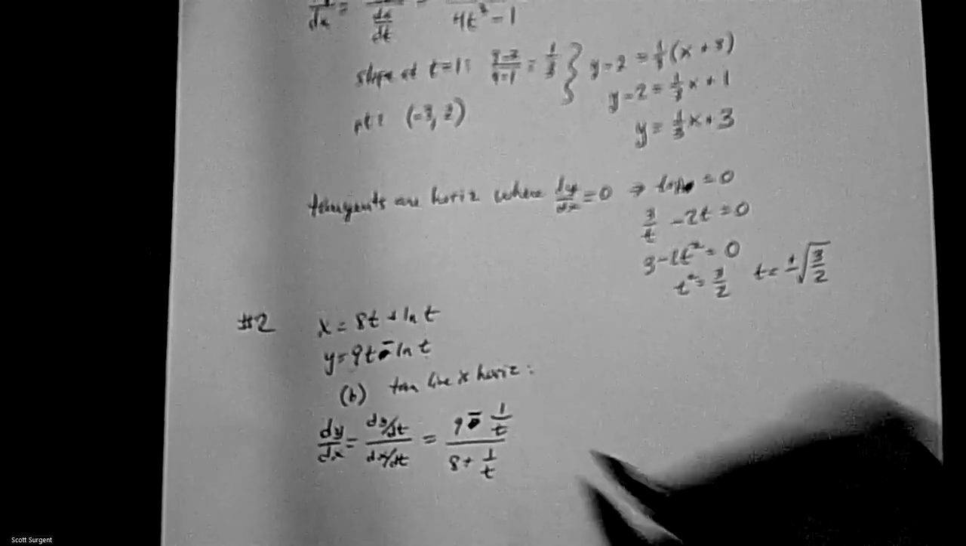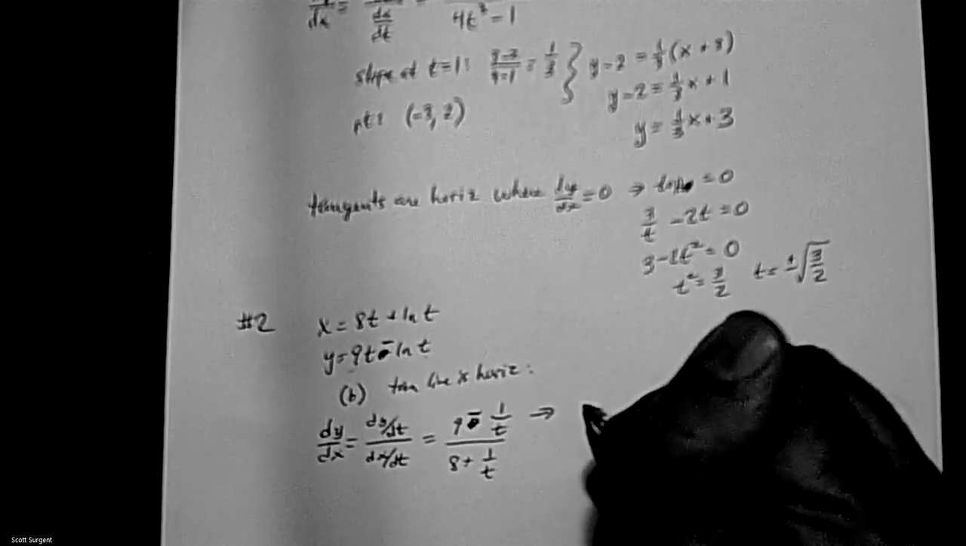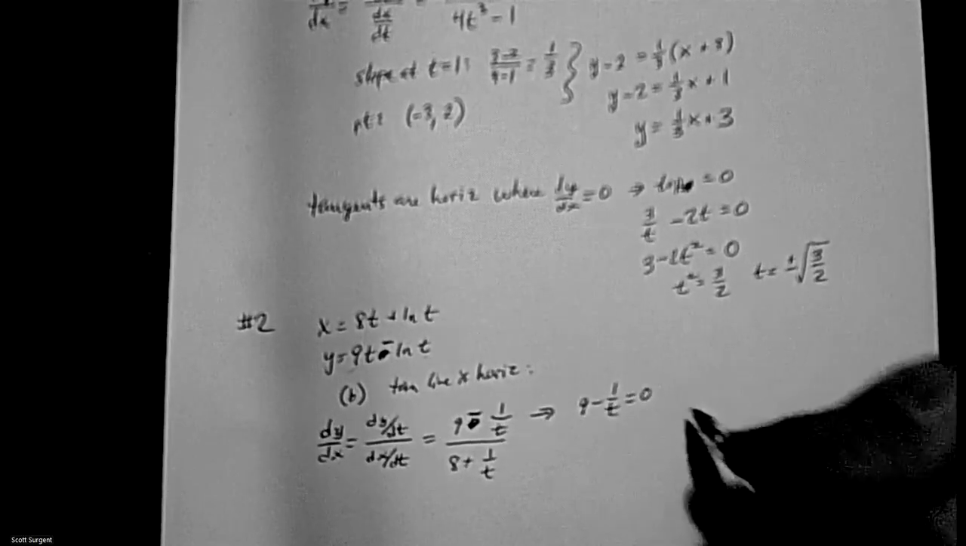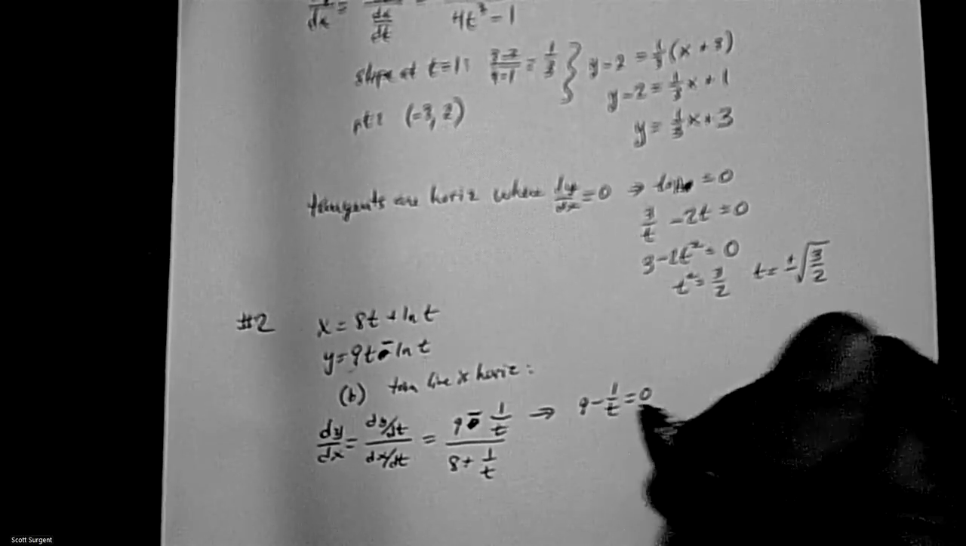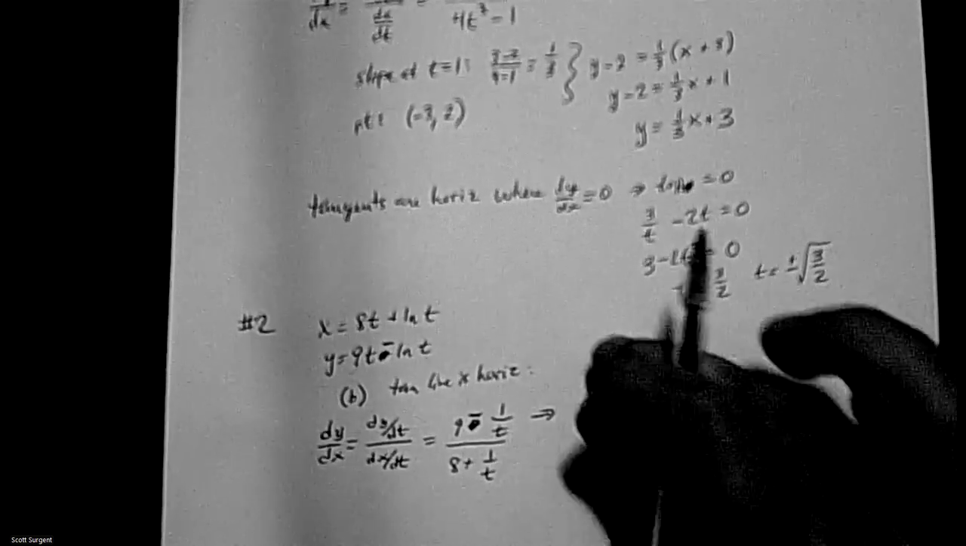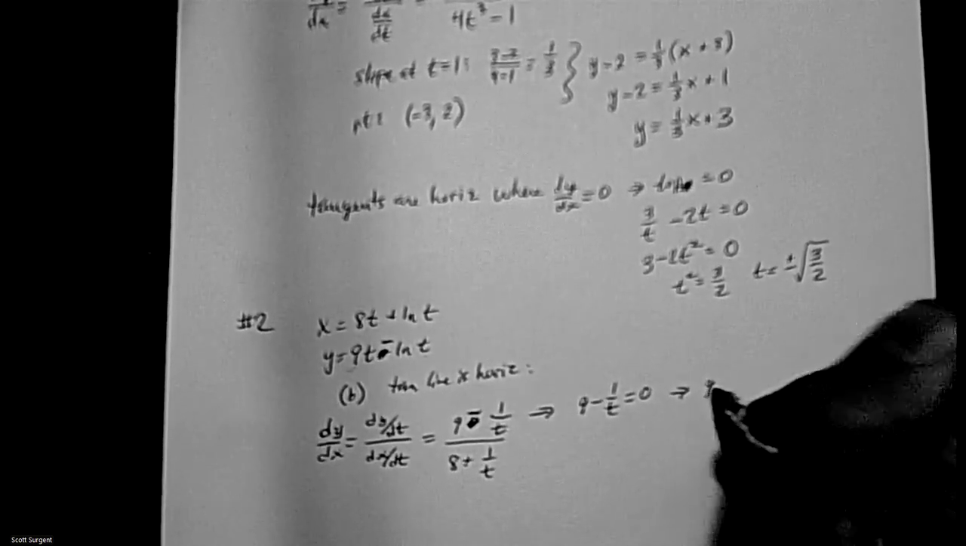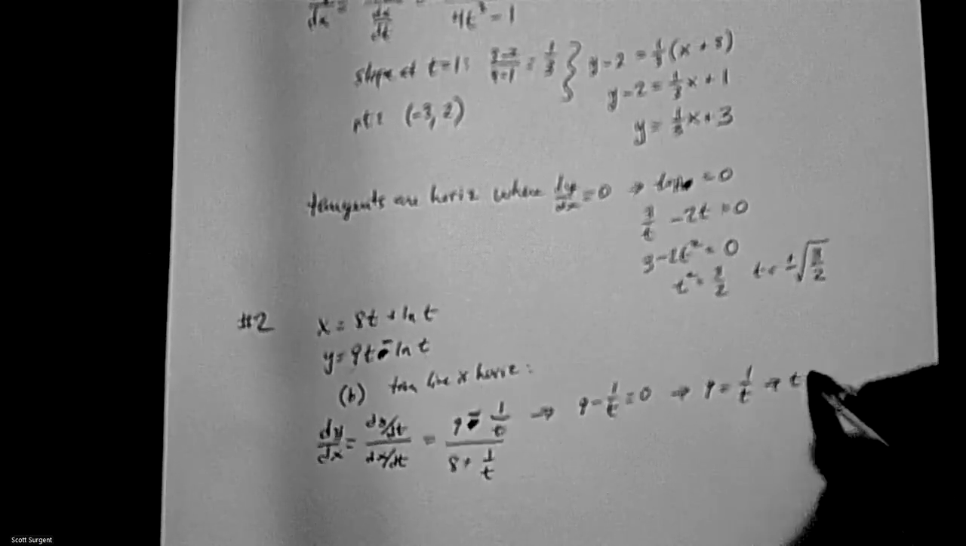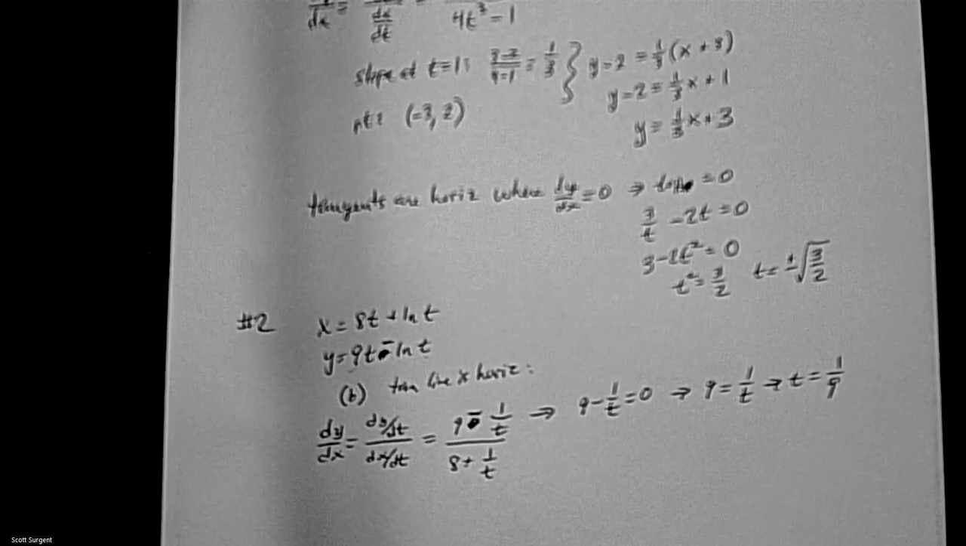All right, so we set the top to 0, and I just have to solve for t. I'll bring the negative 1 over t over. So that's 9 equals 1 over t, so t is 1 over 9. And that's what you said. And what does the key say? I'm going to find out. The key just has the same answer as your 1b, so I think that was just a typo. Okay, you are correct.